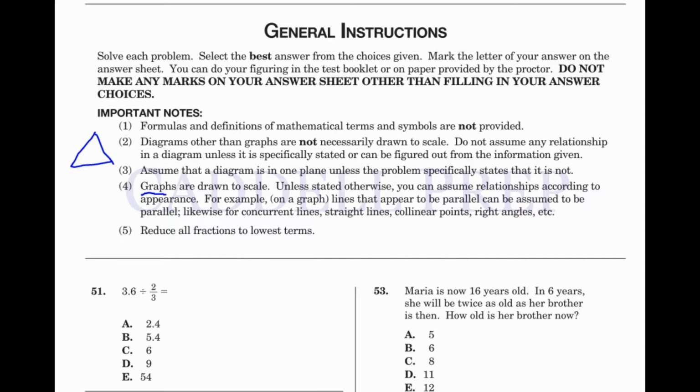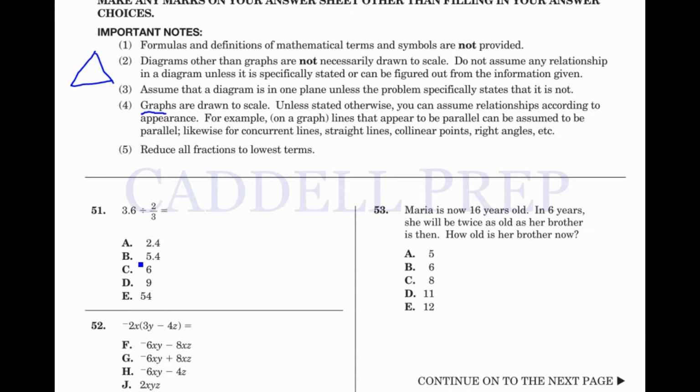So here are some sample questions. Again, I want to point out this is an old test, so there are not going to be 5 answer choices. There are only going to be 4 answer choices. And questions can go through a number of different topics, such as arithmetic, algebra, and geometry.